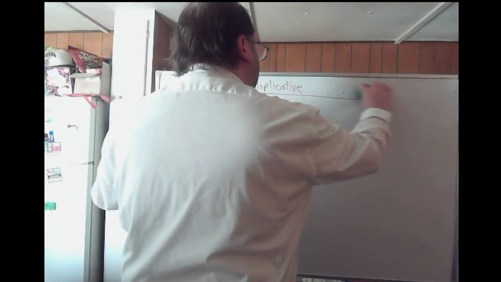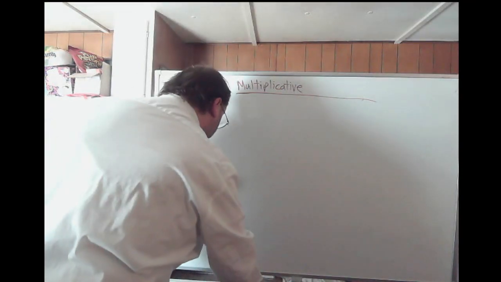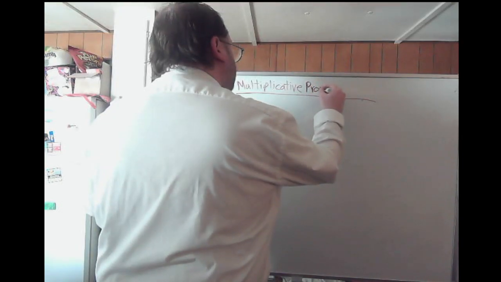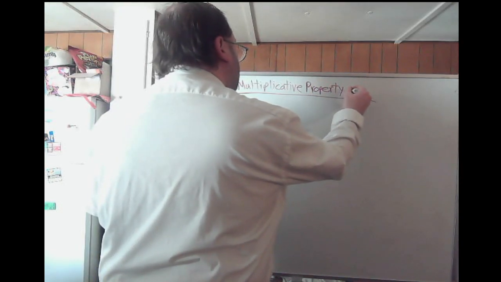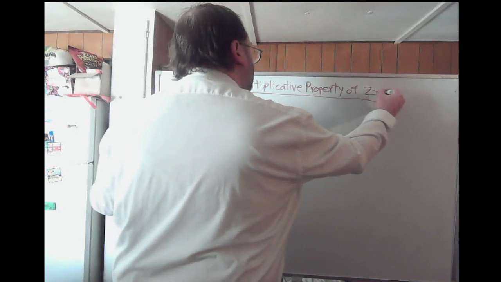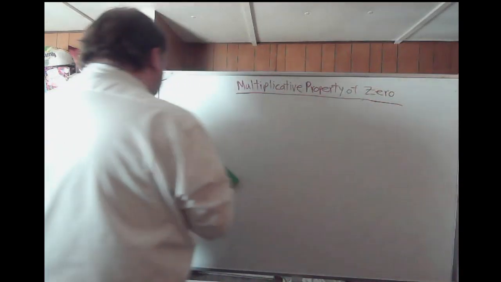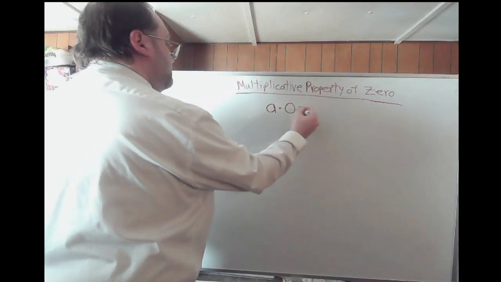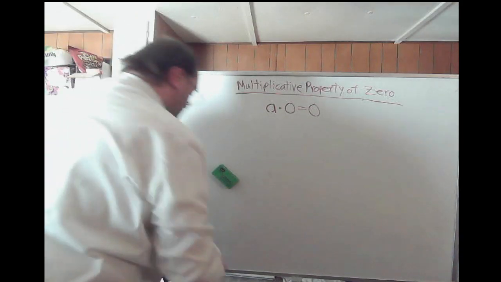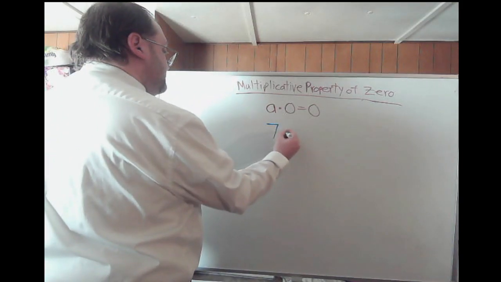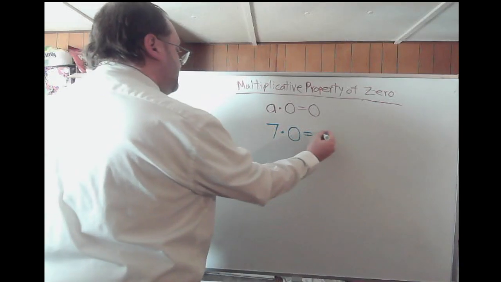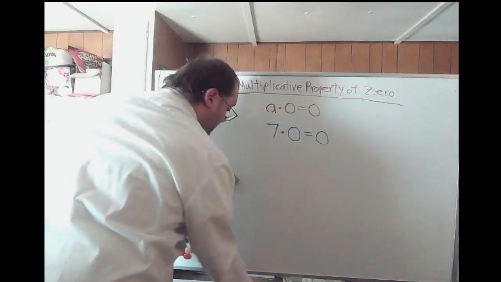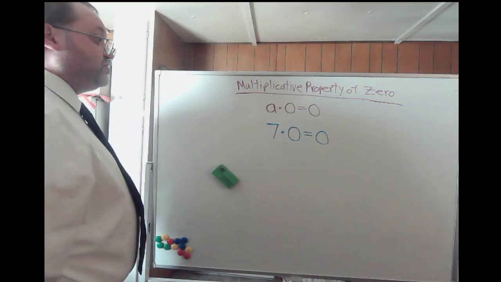Now, there is one more I'd like to talk about, which also is going to seem laughable, but it needs to be covered. The multiplicative property of 0. The multiplicative property of 0. So let's say you have any arbitrary number times 0, you'll get 0. So let's say I take 7 times 0, I'll get 0. Because any number times 0 is 0. So that's the multiplicative property of 0. I don't think we need to spend a bunch of time on that either.